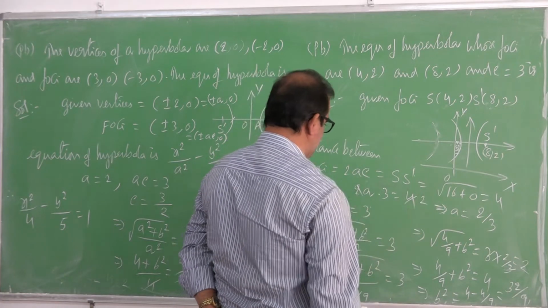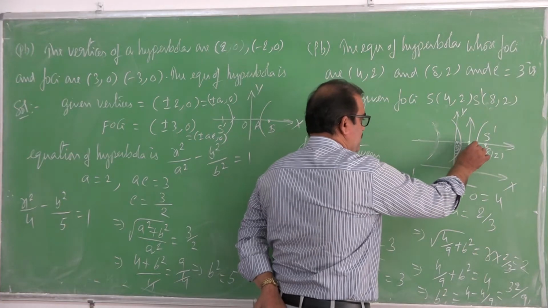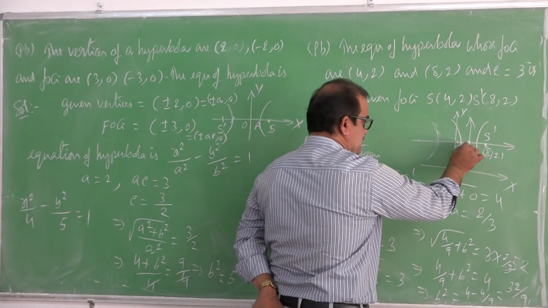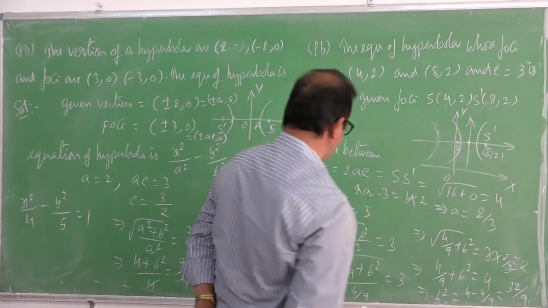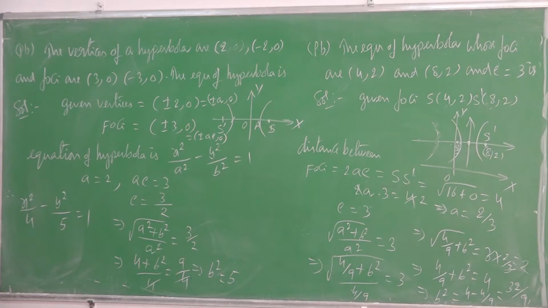A is 2 by 3. Next, you observe that center of this hyperbola is not origin. Center is the midpoint of foci. Find center.